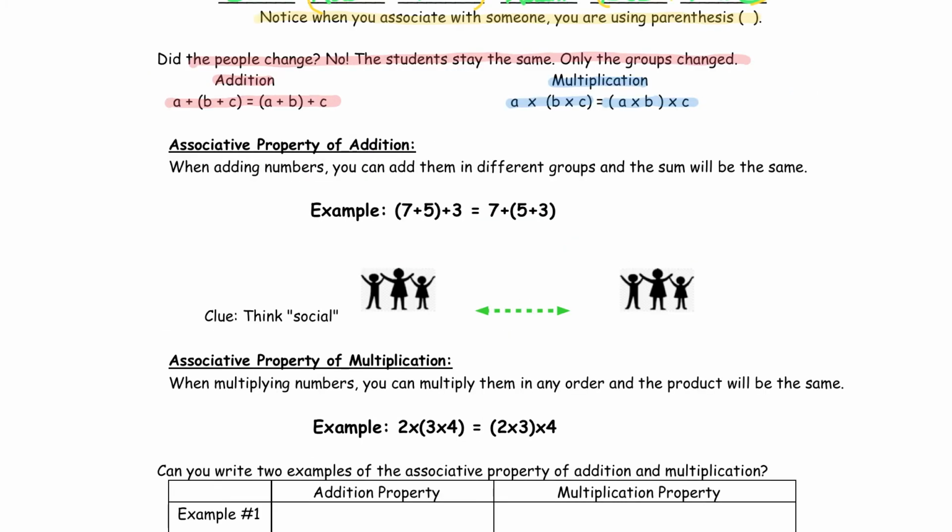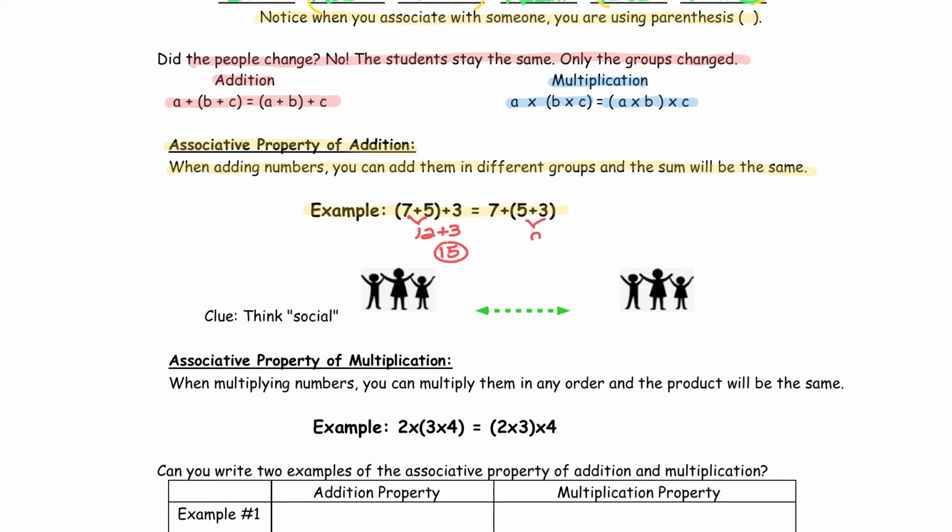And let's just take a look at that again. The associative property of addition. When adding numbers, you can add them in different groups, and the sum will be the same. For example, we have (7 + 5) + 3 is the same as 7 + (5 + 3). So literally, if we were to do the math, I have 12 plus 3, and that is equal to 15.